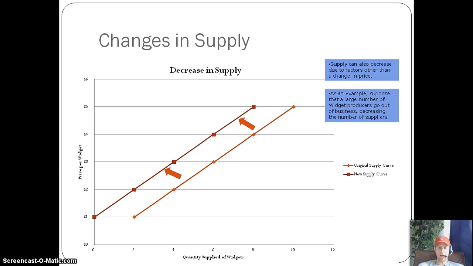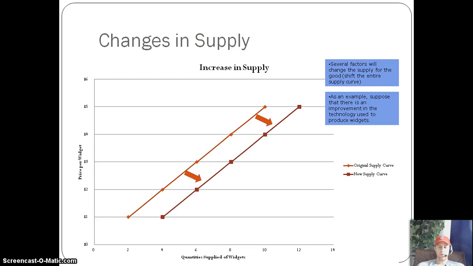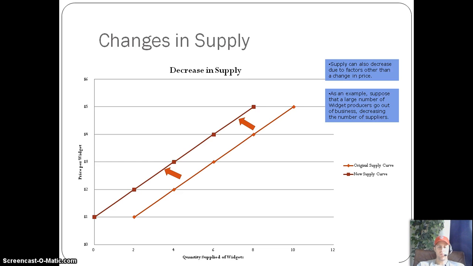Alright, so that is supply. Very similar to demand. Just remember, the supply curve slopes up. The demand curve slopes down, and the increase and decrease factors are different, but an increase does cause a shift to the right for both demand and supply, and a decrease causes a shift to the left for both demand and supply. Now, in the next video, we'll start putting supply and demand together, and we'll see how prices are actually determined once consumers with their demand and producers with their supply begin interacting.